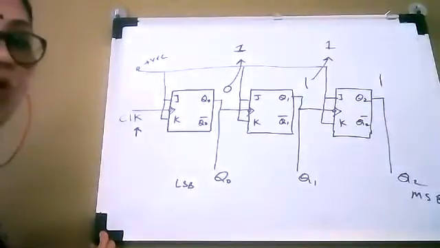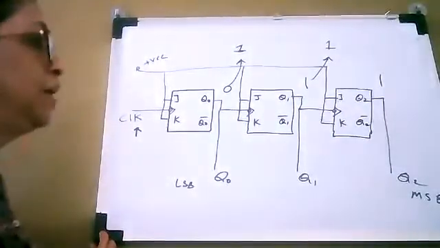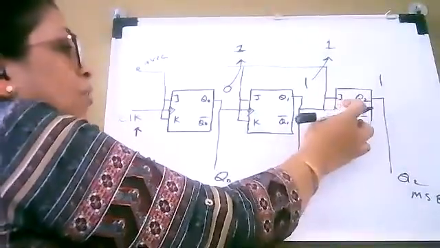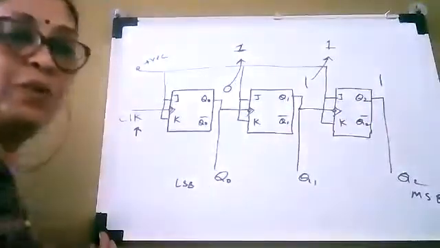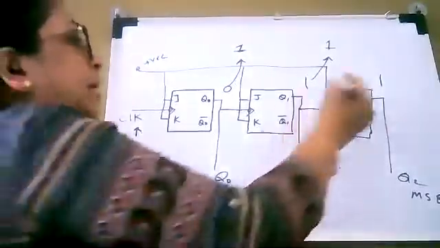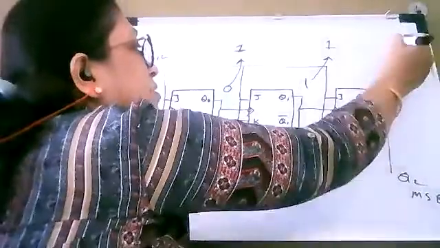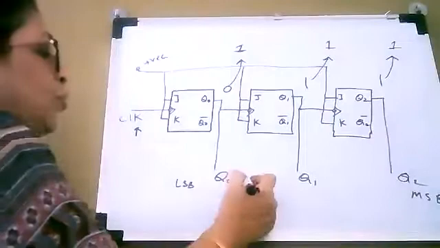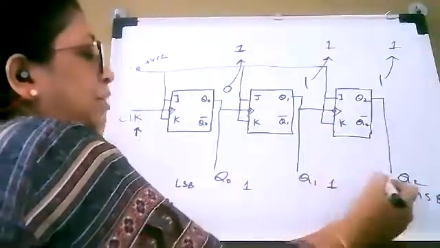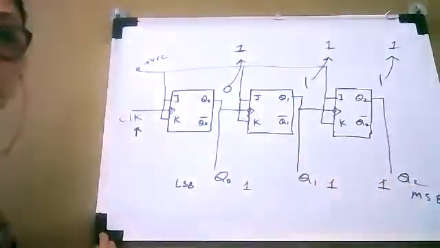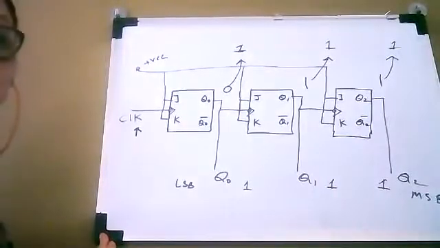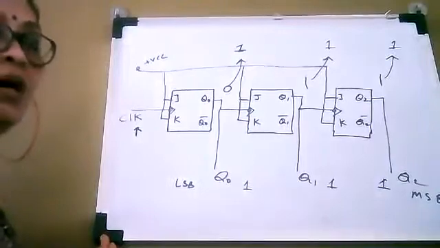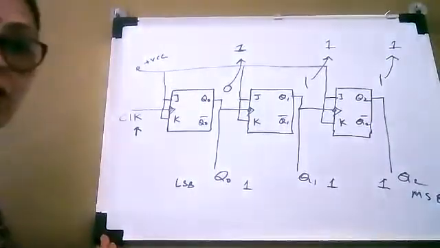And as the output of flip-flop number 2 is not making any transition, which is applied as a clock to flip-flop number 3, flip-flop number 3 will also not make any transition, so it will remain the same. So now the new output is 1, 1, and 1. So after 1, 1, 0, the count counted by your counter is 1, 1, 1.